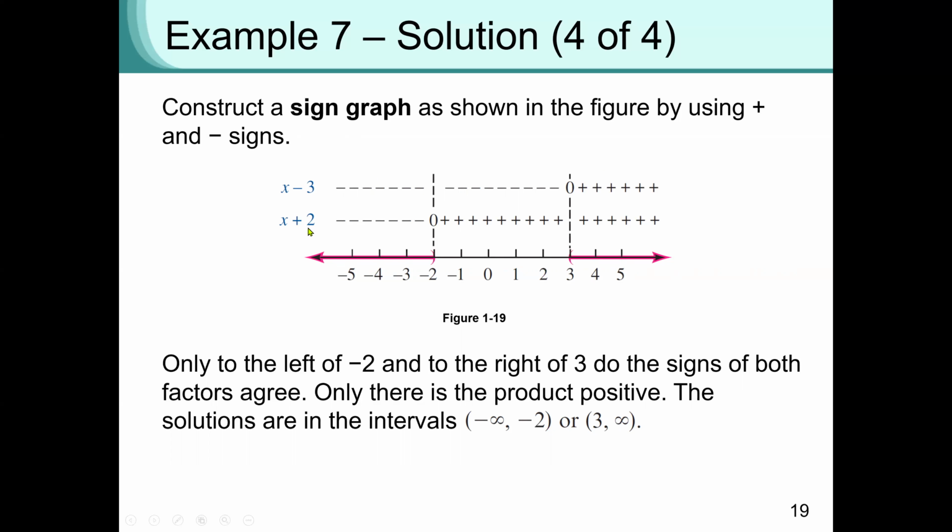Here, s plus 2 is positive, s minus 3 is negative, so this is not a solution. So this is another way of solving the problem. So we have two methods of solving it.